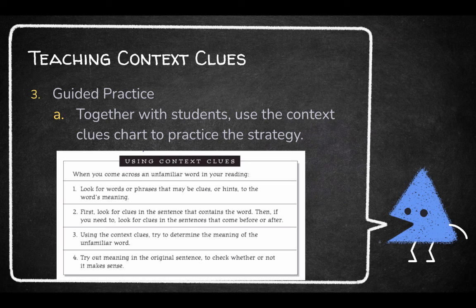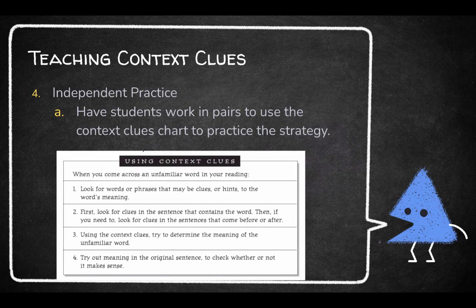The third step is guided practice. So now together with the students, practice using the context clues chart to practice the strategy. So this part we are working on figuring out the meaning of a word together using context clues. And next we have independent practice. And so this is where you want to have students work in pairs or even individually to use the context clues chart to practice the strategy.